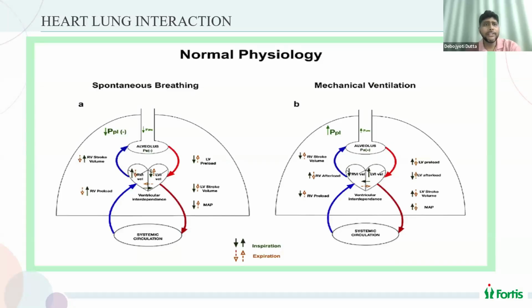Now, in normal physiology, in a spontaneously breathing patient during inspiration, RV preload will increase, RV stroke volume will increase, and RV afterload also increases. But the LV preload will decrease, LV stroke volume will decrease, and MAP will decrease in inspiration. The reverse happens in the expiratory phase. Completely the opposite happens when the patient is on mechanical ventilation, due to the positive pressure given through the ventilator.